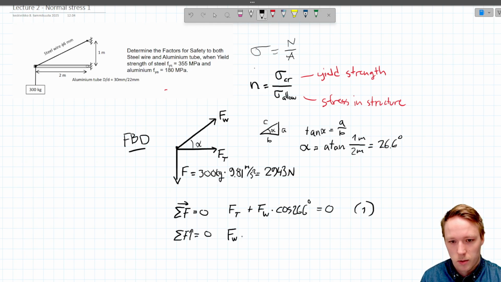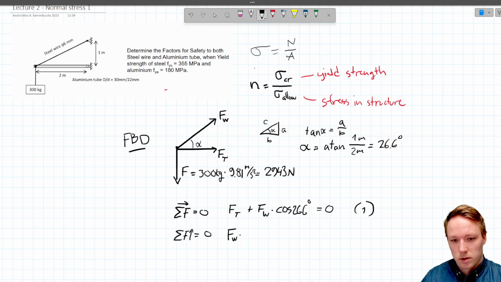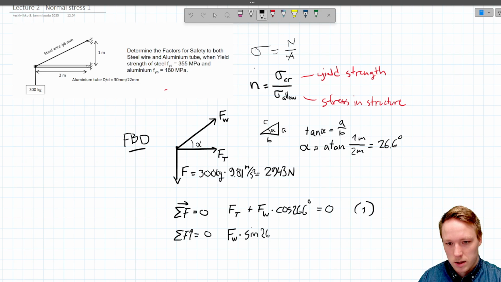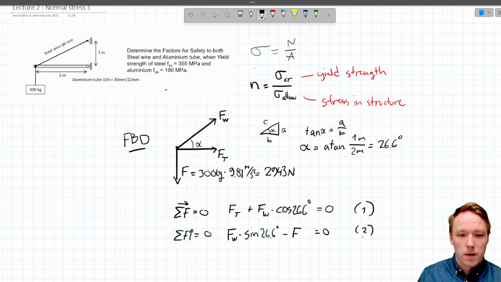Once again, the previous one was horizontal. Now we take the vertical component. So Fw times sine 26.6 degrees and minus the external force F equals to 0. And this is our equation number 2. And from these two equations we can easily now solve out the forces.